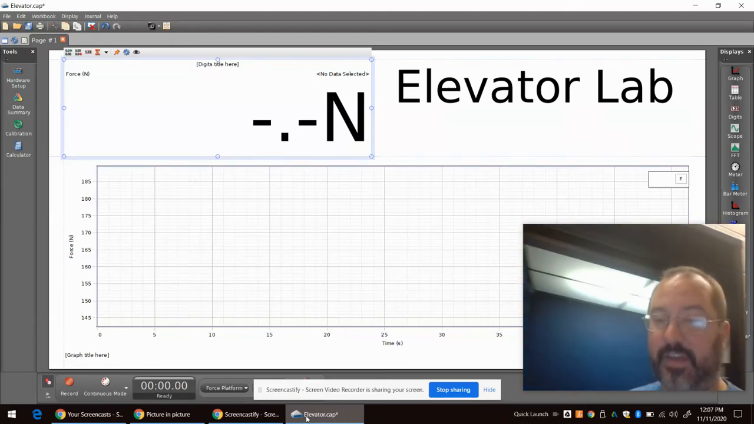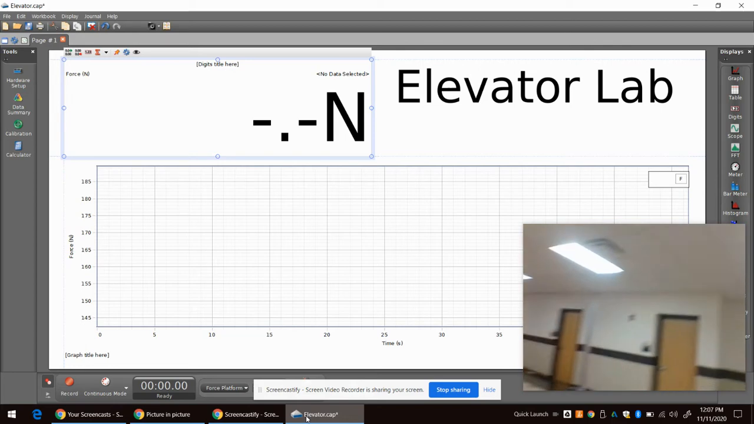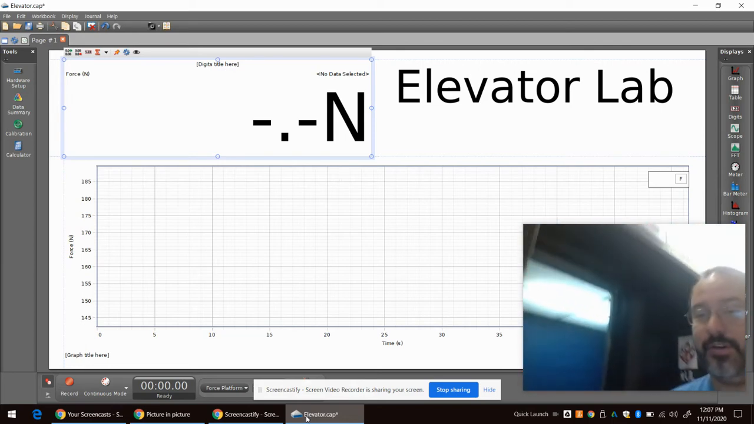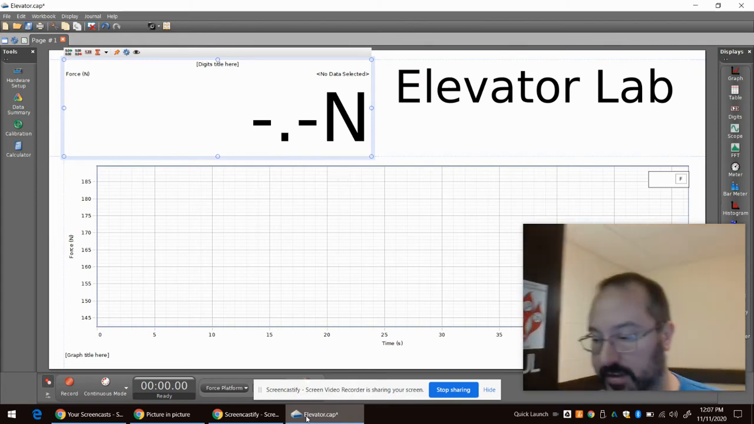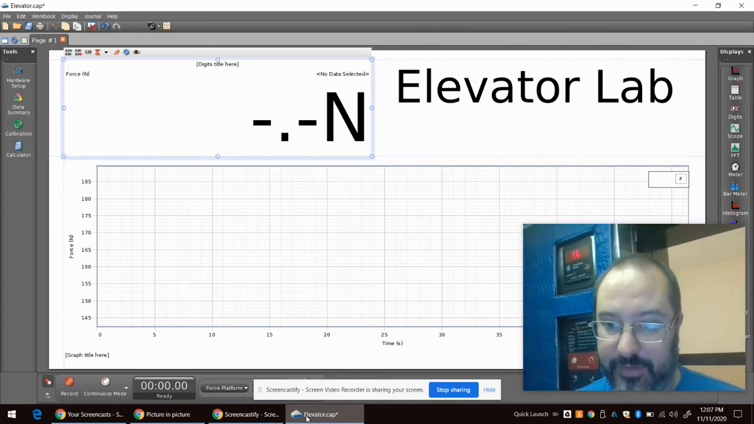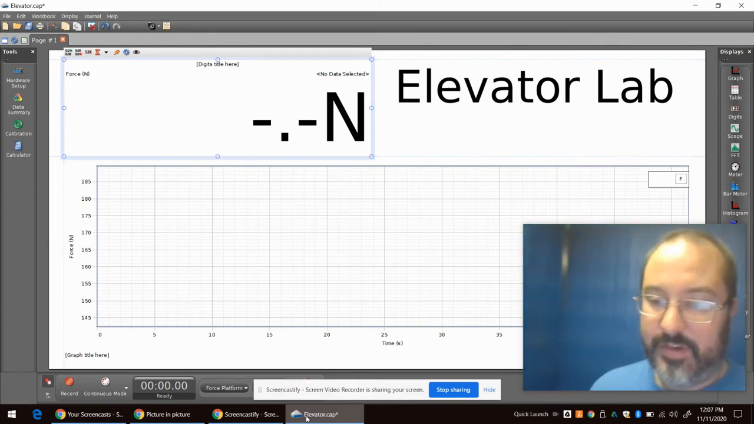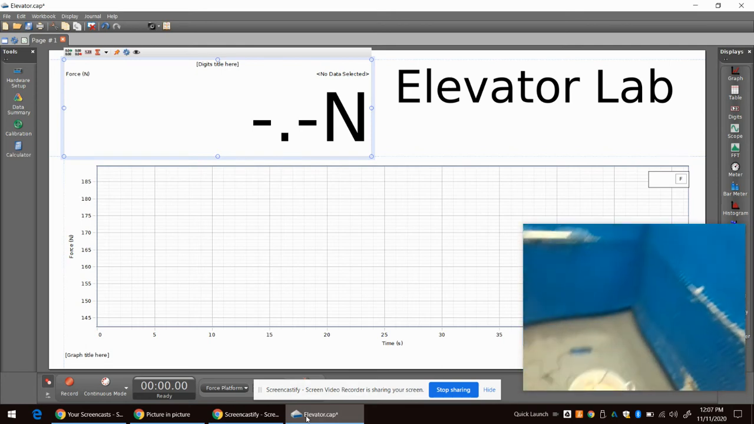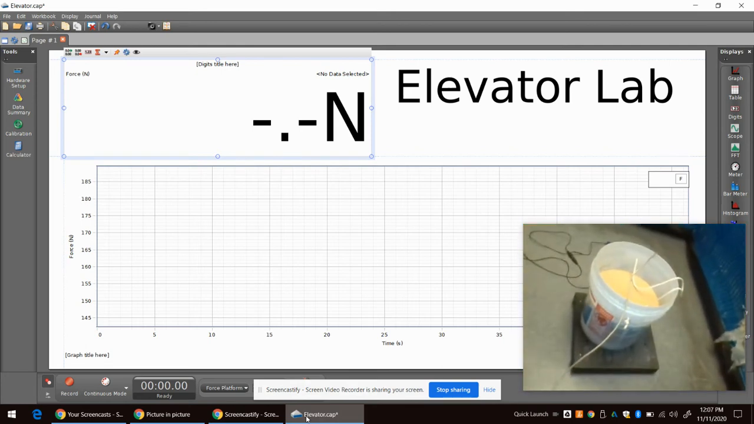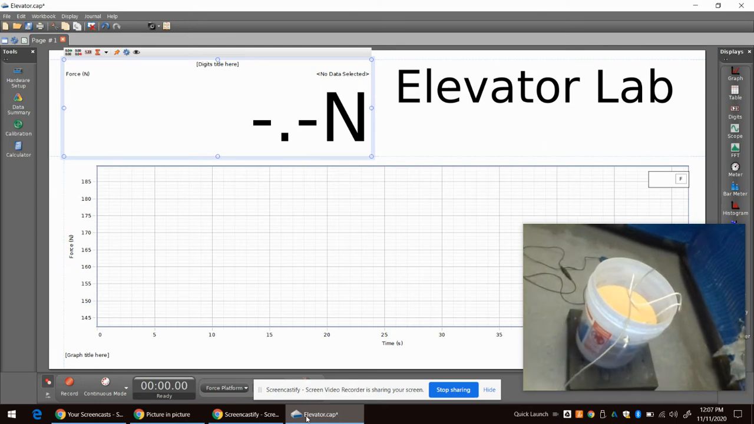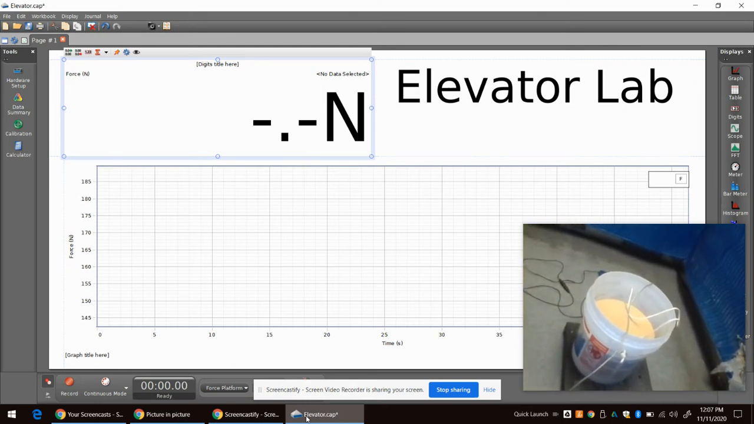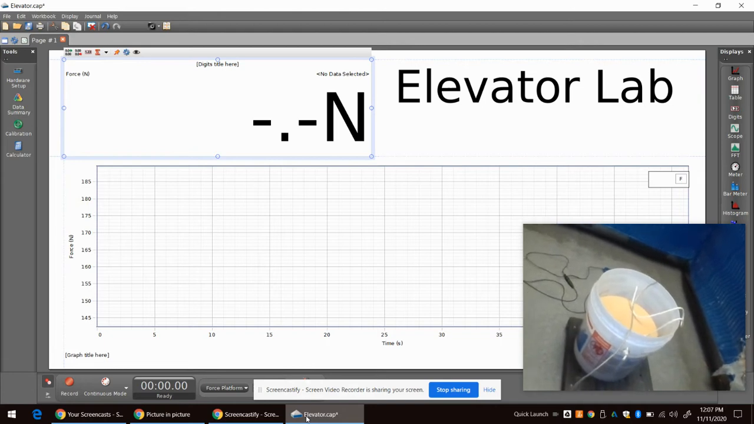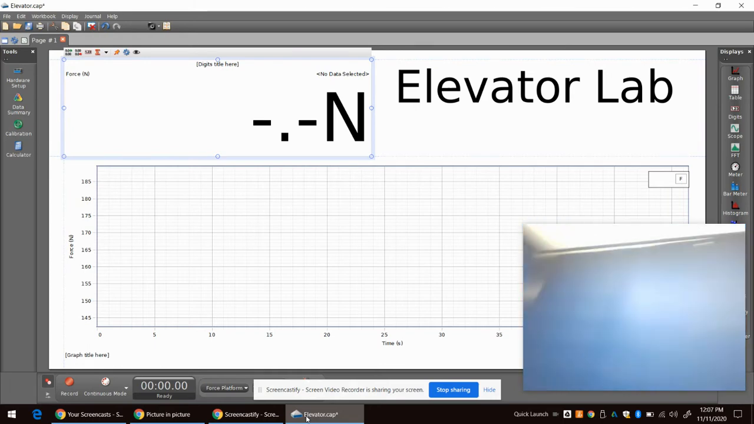We are here in the elevator at North Pocono High School. We are going to be entering the elevator, and we are on the top floor, the upper level. When we go into the elevator, you will see on the floor there is a bucket of sand sitting on a force sensor. We are going to measure the weight of this sand and see how the elevator accelerating up and down changes the apparent weight of that bucket of sand.